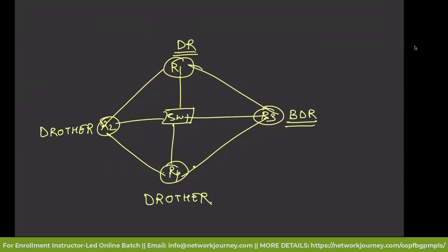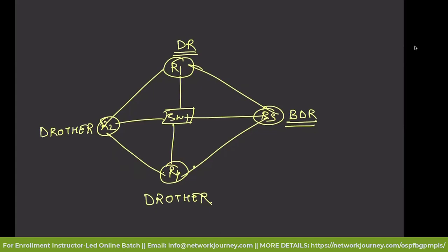Just a quick question. As you said, DR, BDR is selected per link, right? So won't there be a DR, BDR selection between R2 and R4? There is a link between R2 and R4, they're connected to each other, and it's a broadcast domain. Yes, if it is not point to point, then there is going to be a DR, BDR selection for that. But let's assume that those links which connect the routers directly are point to point. I have made the OSPF network types point to point.